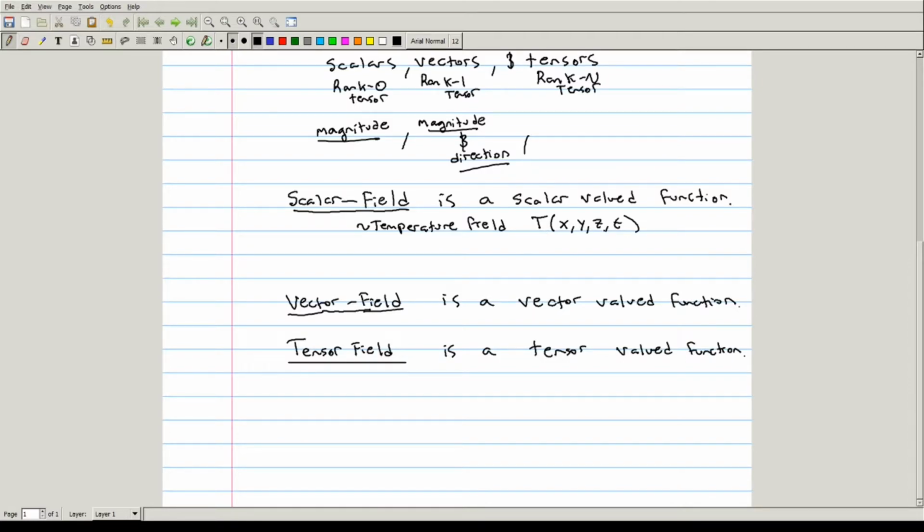For instance, in Chicago it might be 30 degrees, but in Boston it might be 50 degrees. All right, so this is an example of a very common scalar function. Another great example of a scalar field would be the pressure field.